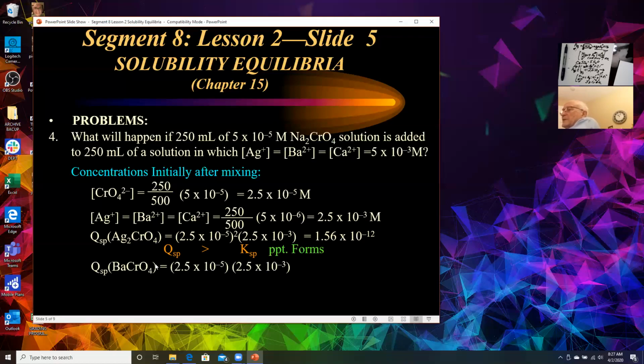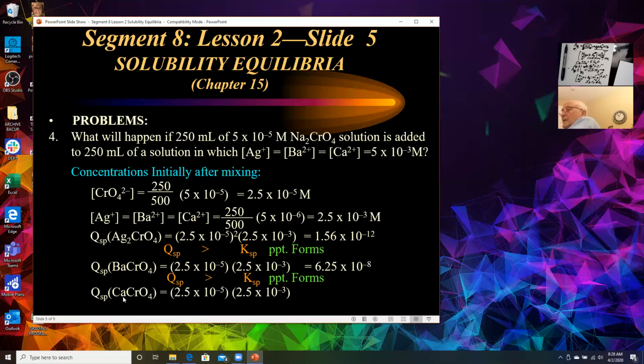Let's look at the others. The QSP for barium chromate: it would have 1 barium and 1 chromate ion. So the QSP is the barium ion concentration, which is 2.5 times 10 negative 3, times the chromate ion concentration, which was 2.5 times 10 negative 5. Do the math, we get 6.25 times 10 negative 8. QSP is also greater than KSP for barium chromate. We do get a precipitate.